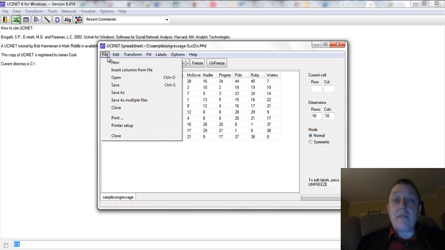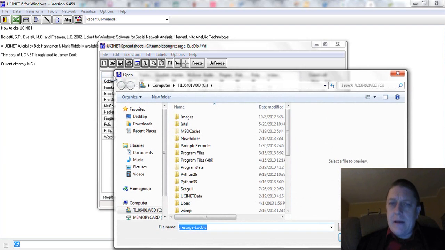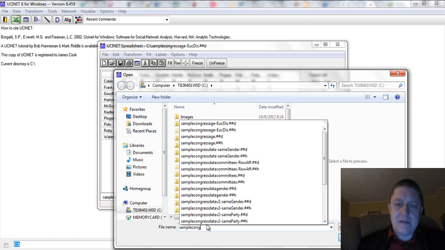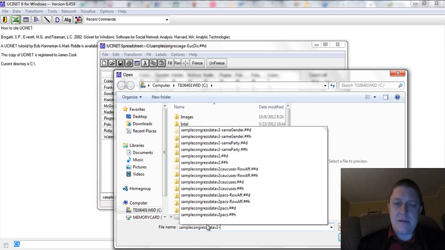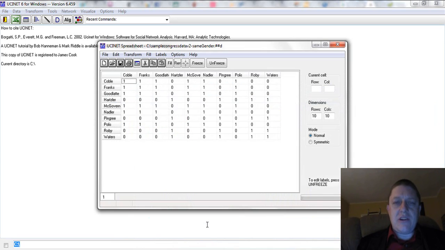Now let's take a look at another variable, which means another matrix describing relationships, possible relationships in the Congress. We'll take a look at gender. Okay, here we have dichotomous information, ones and zeros. That's what a dichotomy is. It's something or it isn't. And the something that is measured here is same gender.